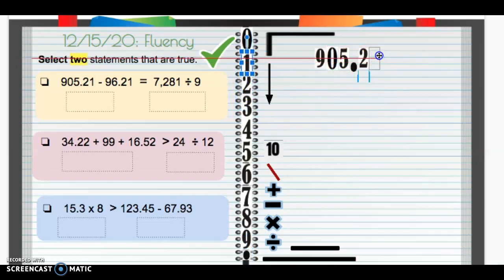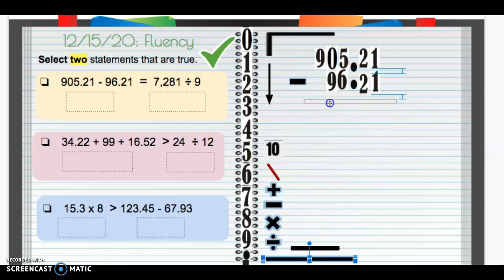905.21 minus, so I put my minus. Remember, when we subtract, we have to make sure we line up the digits and the decimal points. So we have 96.21. And then draw our line.